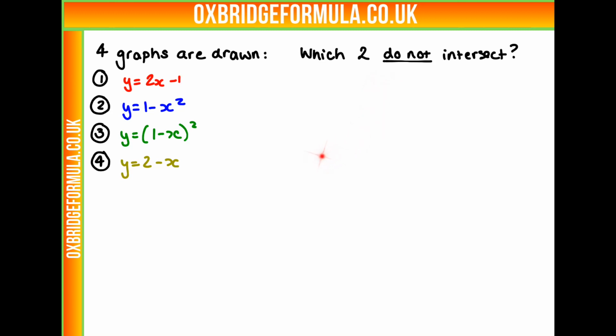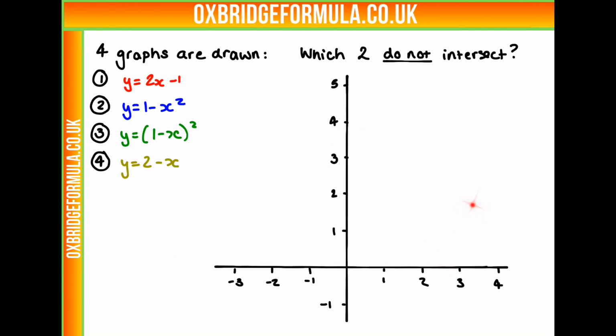Well, the easiest way is probably going to be just to sketch them out on a quick axis and see which ones don't overlap. So let's start with our first graph here, y equals 2x minus 1. What is that going to look like on our axes? So it would look something like this. We're going to cross the y-axis at minus 1. It's going to be a straight line pointing in this direction.